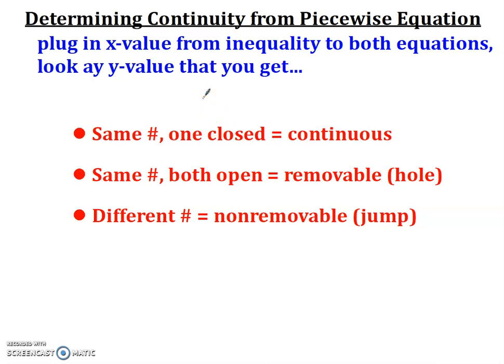Because you're going to end with an open circle, but then that closed circle will pick up at the same spot. If you plug in the x value and you get the same number, but both of the points are open, that's a hole, which would be removable. Well, then if we plug in the x value and we get different numbers, that's going to be non-removable because it's a jump.